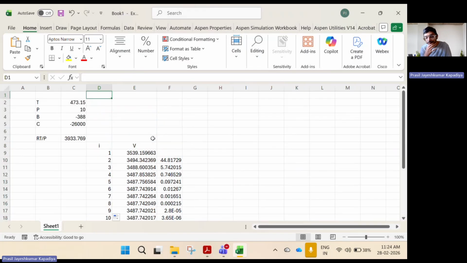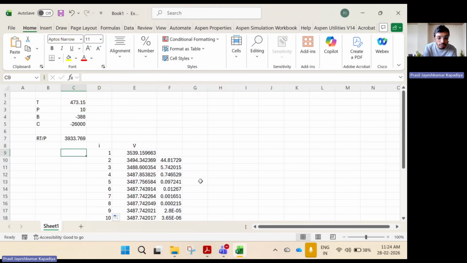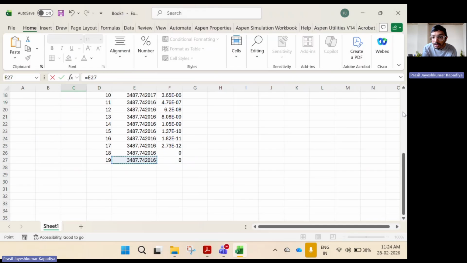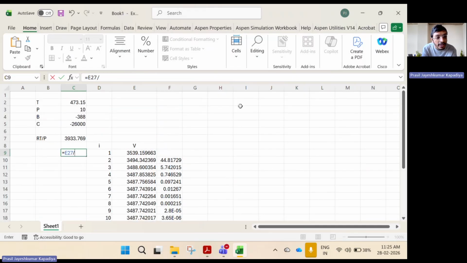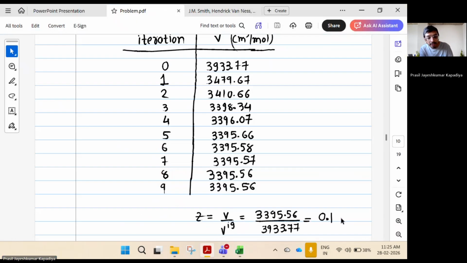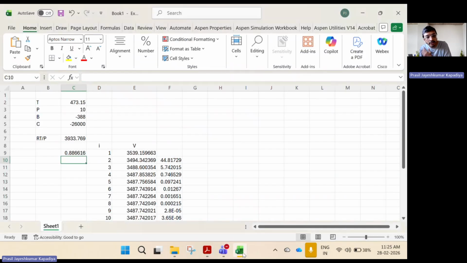Okay, so this is how we can solve for Z and V. Now for this value, what will be the value of Z? My Z will be equal to actual volume divided by ideal volume. My Z is coming out to be 0.8866. Here I have made some mistake, but that is the exact answer that I have shown to you. It is 0.88.